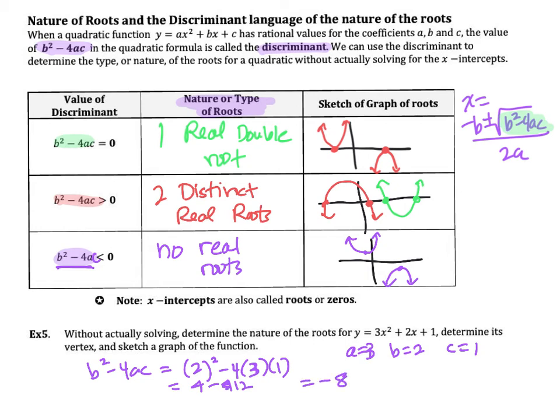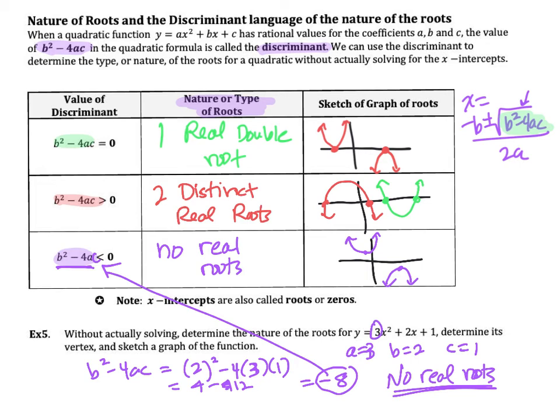Sorry, I made a mistake there. So A is 3, B is 2, C is 1. B squared minus 4AC is 4 minus 12, which is negative 8. If you have a negative underneath the radical, underneath the square root sign, this is the radical sign right there, then that means we have no real roots. Graphically, that means your graph would not cross the x-axis.